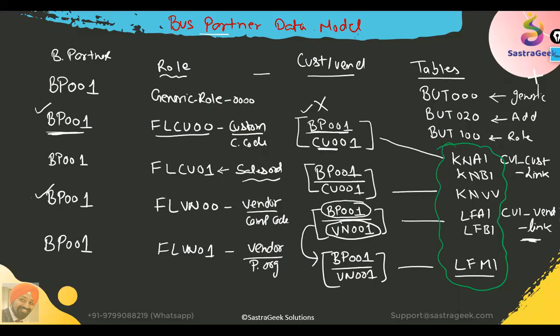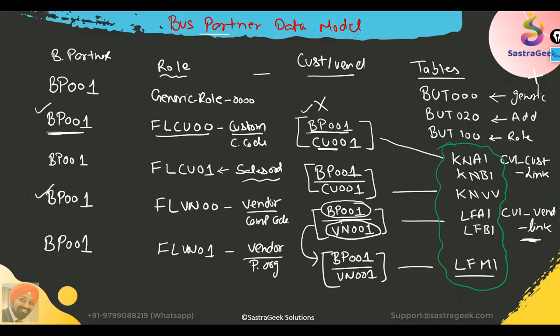Will these roles be the same for person, organization, and group when a business partner is created? Sorry, come again? So when we create a business partner, we have an option to create it as a person or an organization or a group, right? Yes, we have different options.